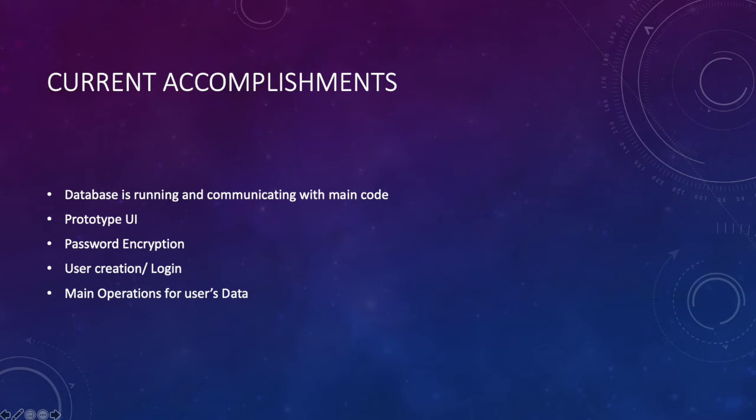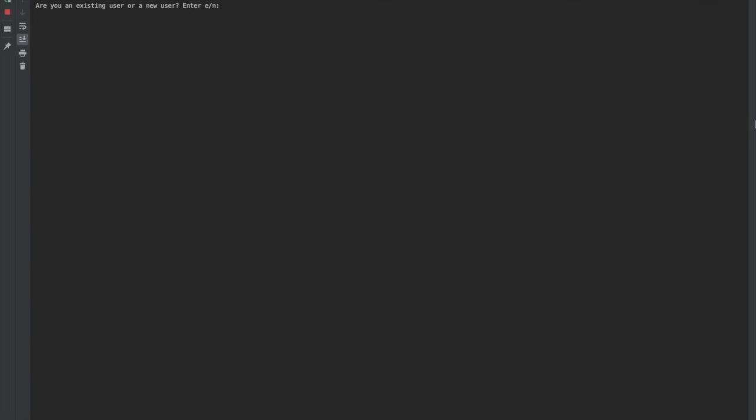The first one being the connection of the database, the SQL database, to the main code. Inside the main code, we've been able to have a prototype UI that's on the command prompt line. There, we are able to establish classes that create users' logins and enable them to answer survey questions and other daily features. We've also been able to establish a hashing method for password encryption, but have yet to implement that inside our code.